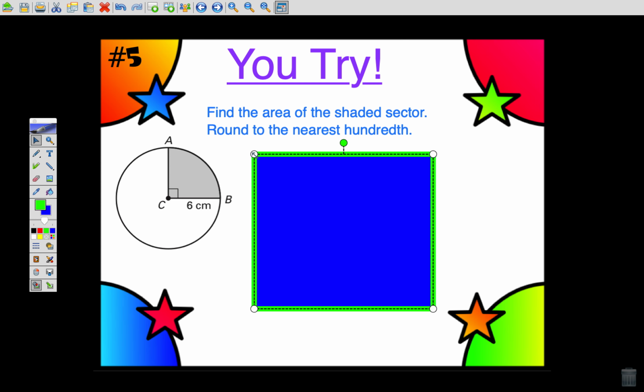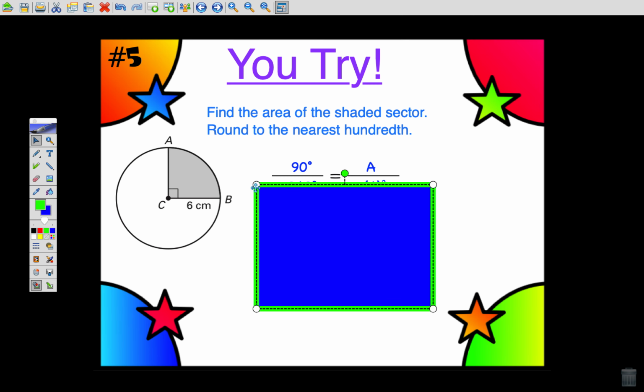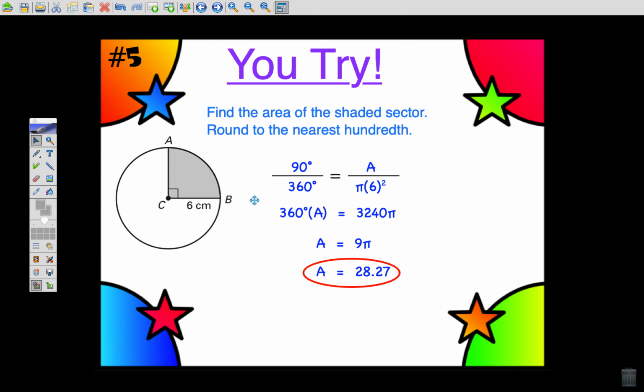This time the measure of your arc in question would be 90. Radius is 6. So that's how it would look when you set it up. And your final answer is about 28.27.